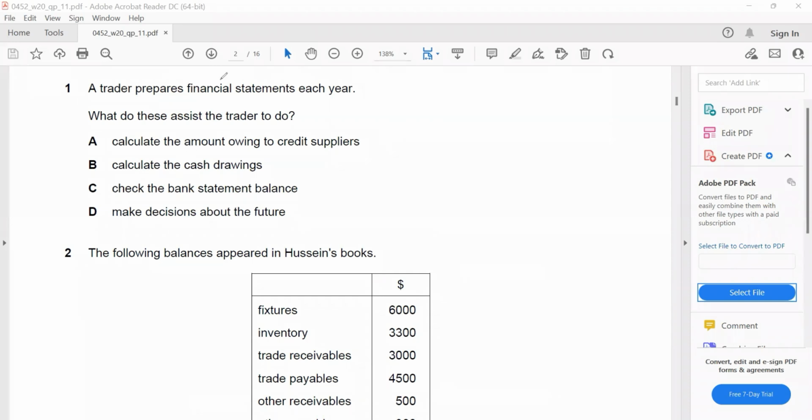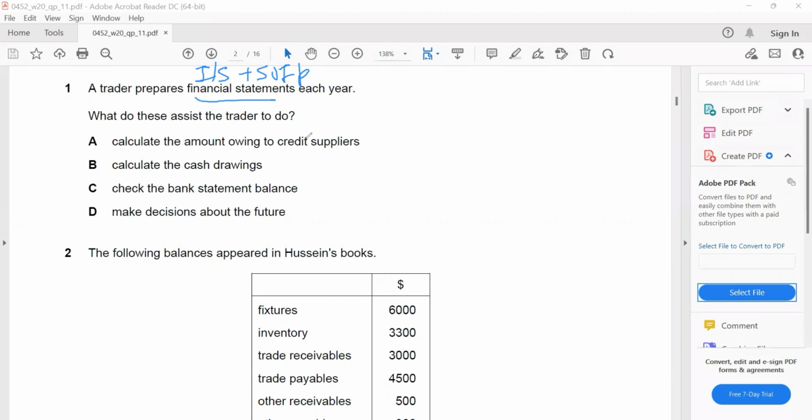A trader prepares financial statements each year. What does this assist the trader to do? From financial statements, we can know the profit, the assets, liabilities, and capital. But normally these two are the financial statements in our syllabus.